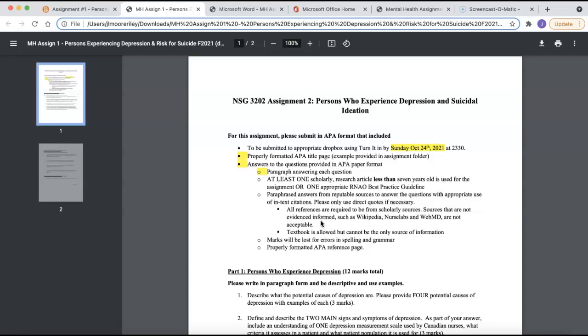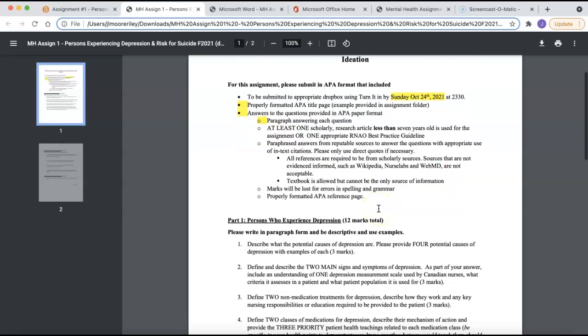Please only use direct quotes if necessary, and if you're using direct quotes, you should only have one in the assignment. I would really suggest that you paraphrase everything with in-text citations and avoid direct quotes. All references are required to be from scholarly sources. Things such as Wikipedia, Nurse Labs, WebMD are not going to be acceptable. Textbook is allowed, but it can't be the only source of information. So again, this is why you're going to need at least one scholarly article or a best practice guideline.